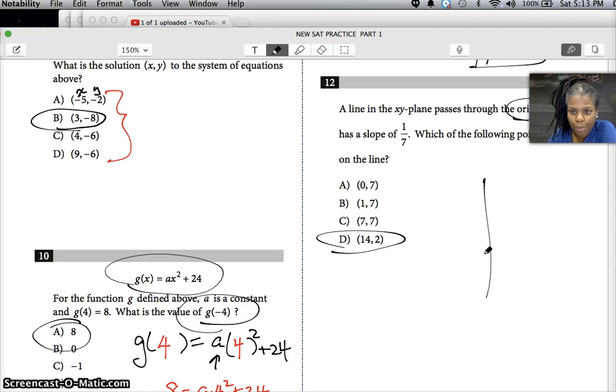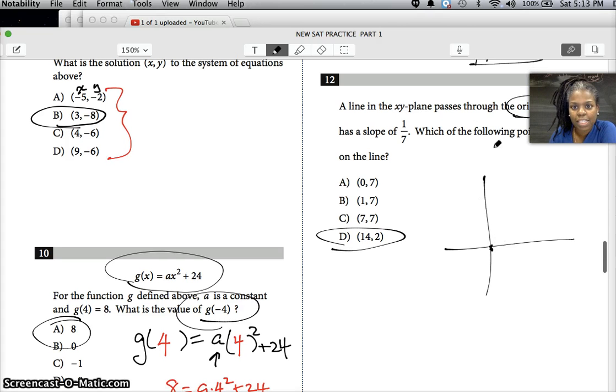So I'm going to draw a quick picture of what this could look like. Right there, we know there's a line in this XY plane. This is X, this is Y, and it passes through the origin. And it has a slope of 1/7. Which of the following points lies on the line?